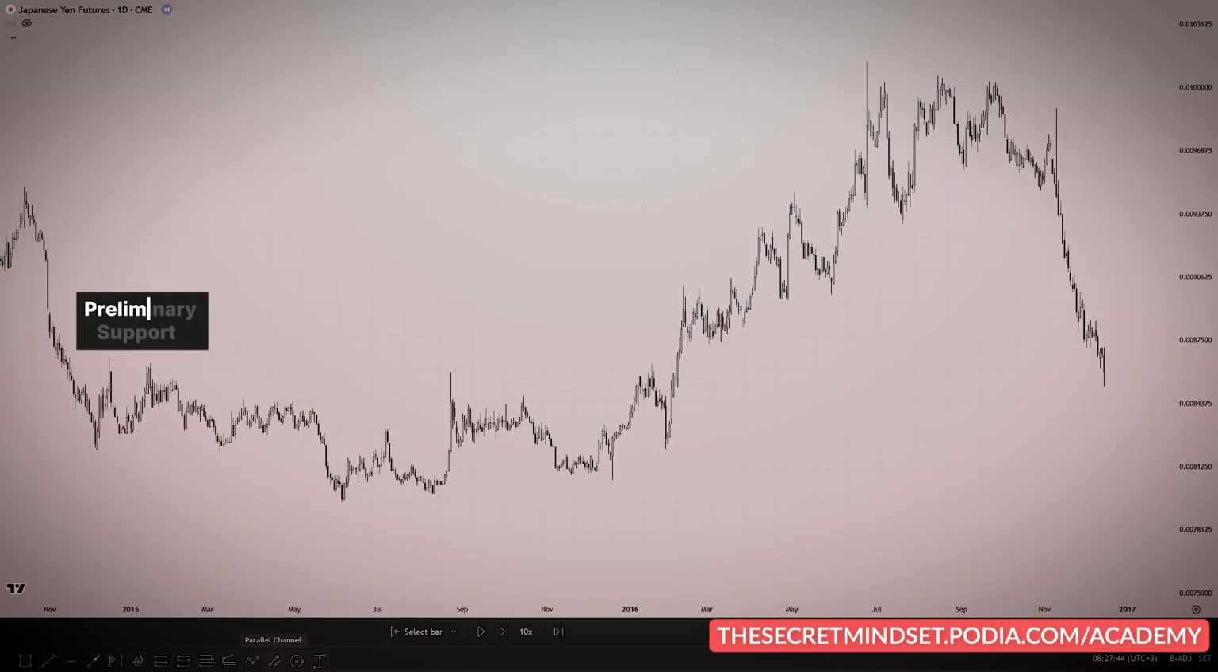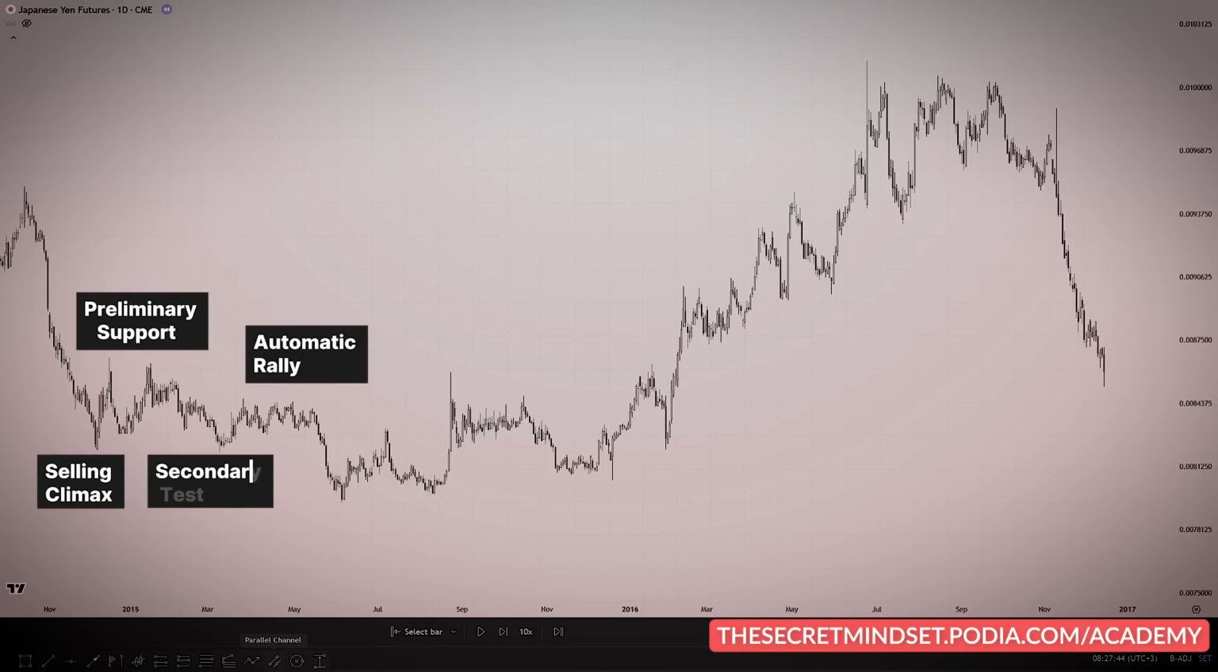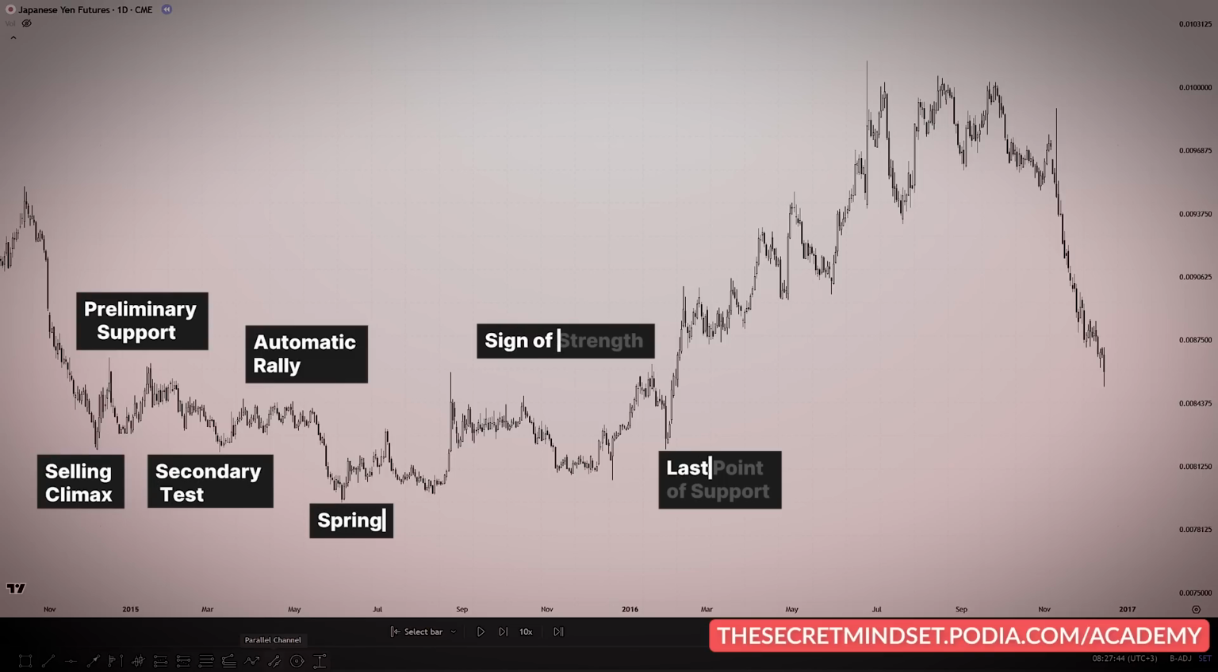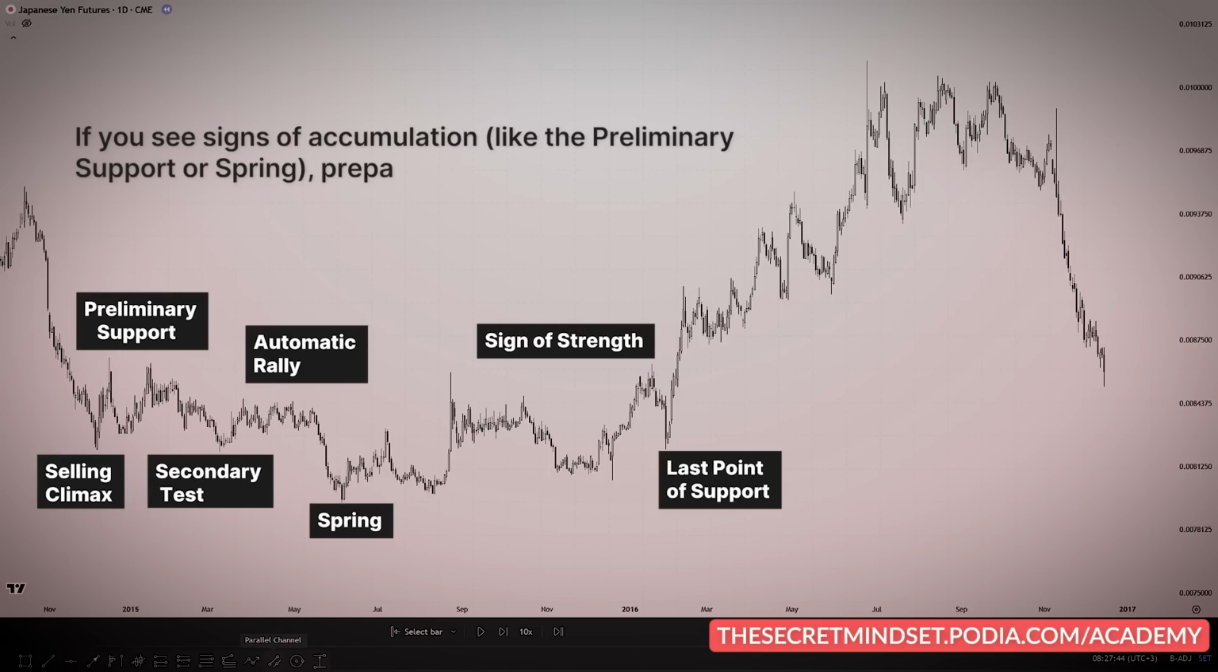These events don't always happen in this exact order. Markets are tricky and always changing, but knowing these events helps you see the big picture. If you see signs of accumulation, like the preliminary support or spring, it might be a good time to think about buying. If you see signs of distribution, like a buying climax or sign of weakness, it might be time to be careful or even think about selling.